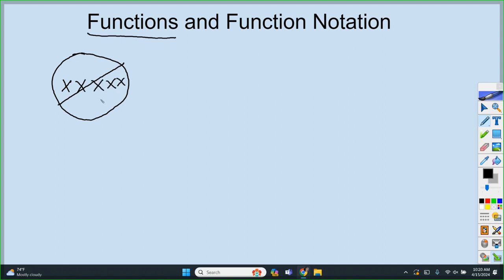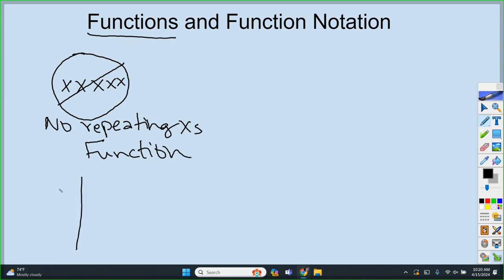it. So remember, no repeating x's means it's a function. So if you have a table, x's and y's, and you have 1, 2, 3, 1, and these two ones that are repeating x's do not have the exact same number. So if this is 4 and this says 4 also, this would still be a function because the same x value gives you the same y value.